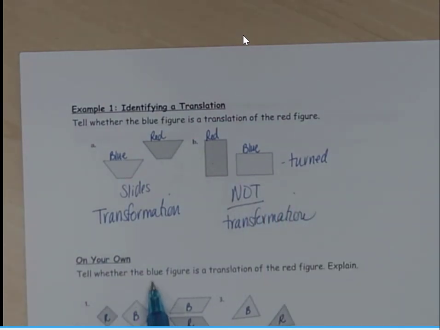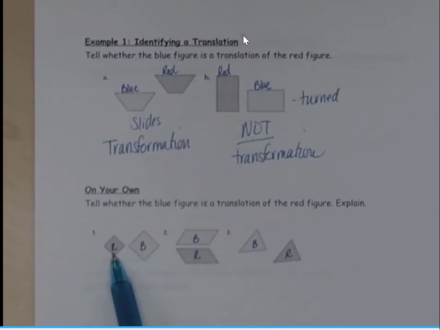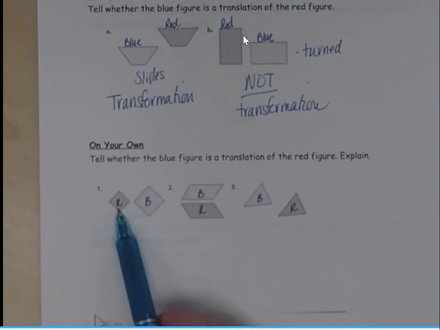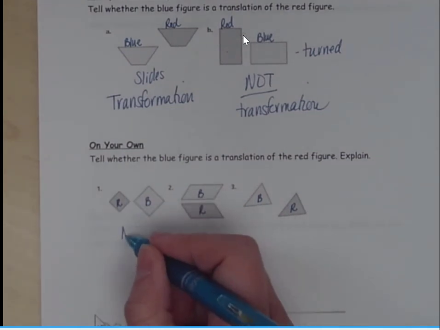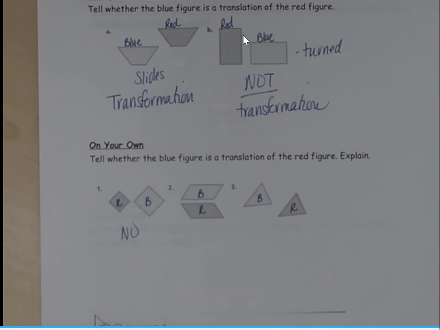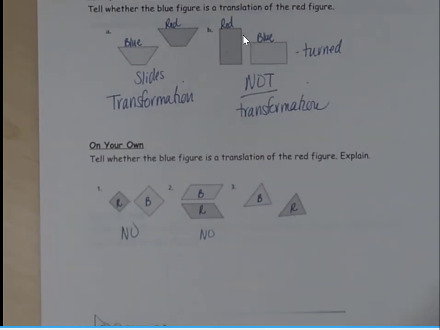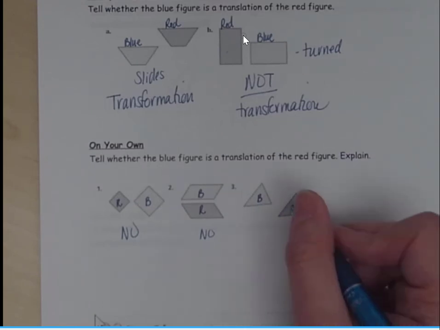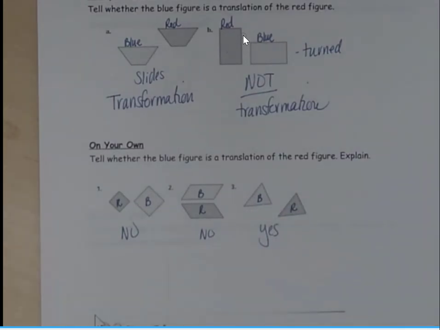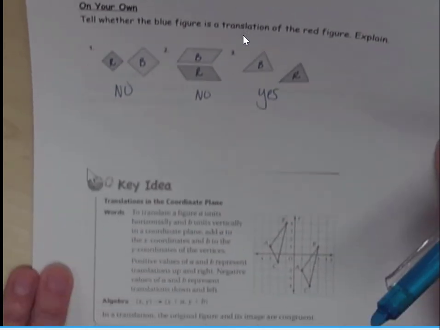All right, tell whether the blue figure, marked by B, is a translation of the red figure. So hit pause and then play when you're ready. This one is no, because you can see one is bigger than the other. This one also is no, as it flips. Now this one is a slide because it moves from left to right.